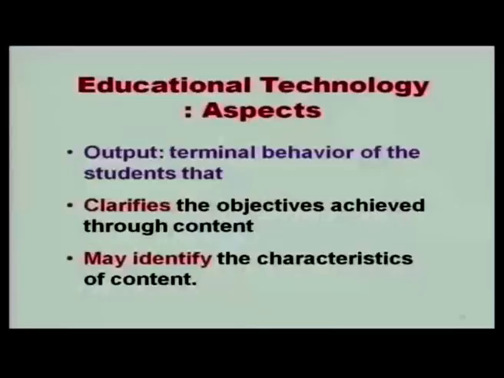Output, that is the terminal behavior of the students. That means the child is at the exit point of the system now. With respect to that teaching learning situation, what learning he or she has undergone, and it clarifies the objectives achieved through content. That is why we write in a lesson plan that after the lesson the student will be able to do this thing, this thing, this thing. That means we are expecting this much output from them.